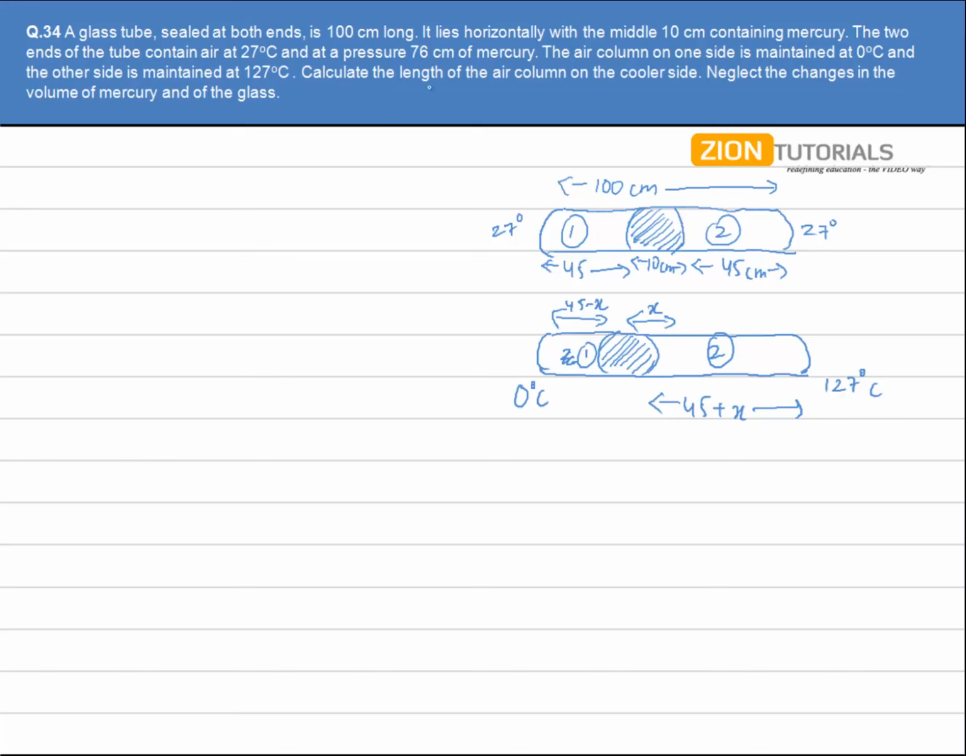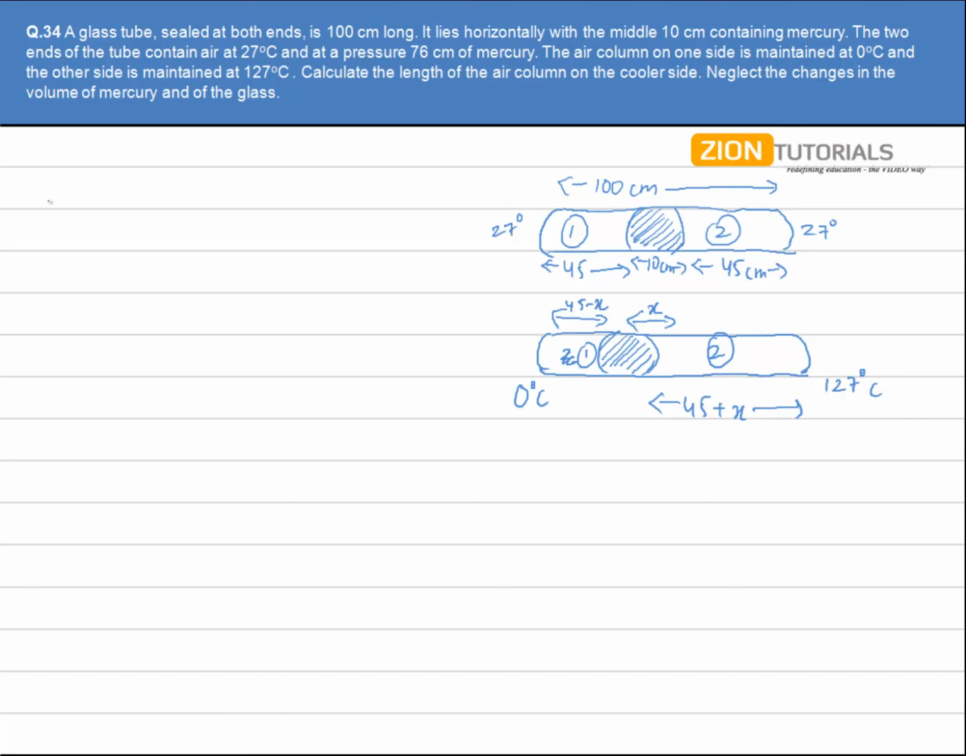Calculate the length of the air column on the cooler side. So basically on the cooler side we have to calculate the length of the air column in compartment 1. Neglect the changes in the volume of the mercury and that of the glass, right? So there must be some air contained in this column and in the second part as well. Now when we have reduced the temperature, the volume also reduces, right? But the number of moles of the gas contained in container 1 will be equal earlier and afterwards, because no gas leak is taking place.